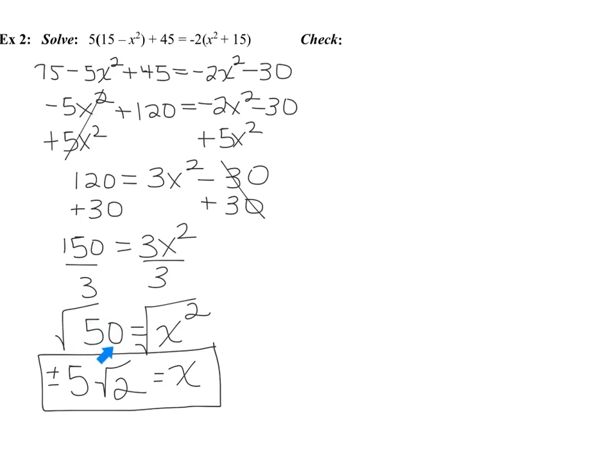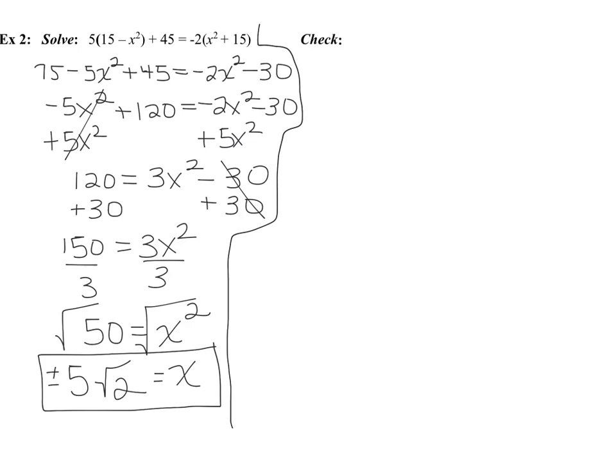The square root of 50, remember the perfect square that goes into 50 is 25. So 25 times 2, the square root of 25 is 5. Don't forget your plus or minus. Now, the check for this. Let's start first by just checking 5 square root of 2. And so the check for this is a little bit daunting, but don't let it freak you out. After step 1, everything is going to turn out nicely, all right?